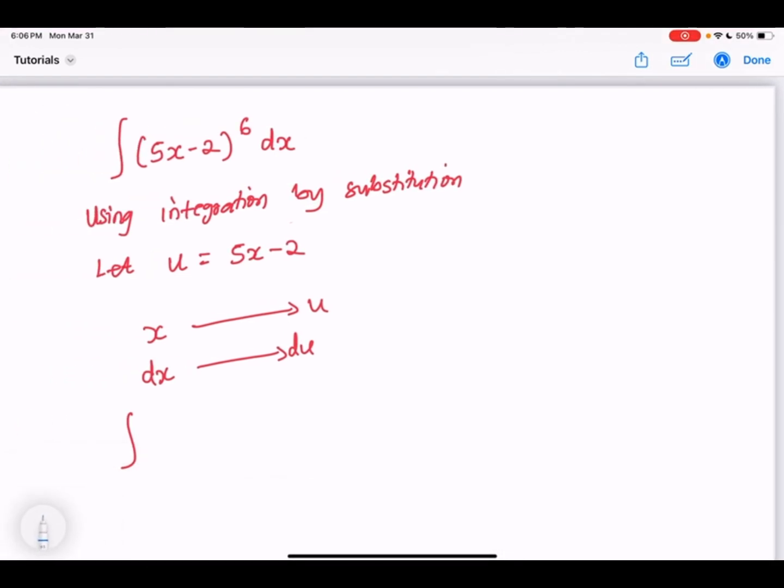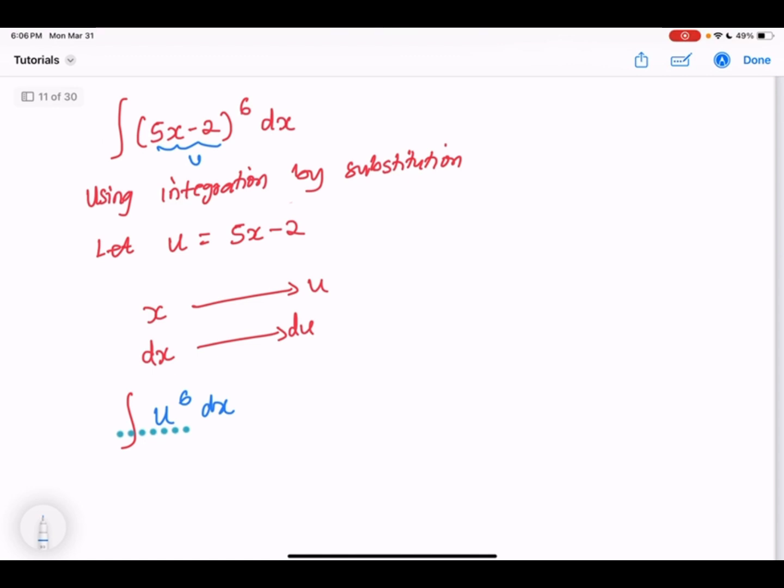Now note that this guy is now u. So we are going to have u exponent 6 dx, but we still have the x here. Now our goal is to transform from the x domain onto the u domain. So what should we do? We should find the x from this relation, right?